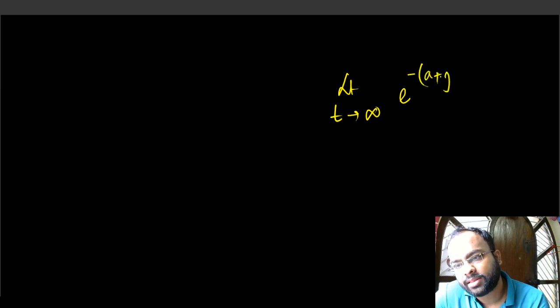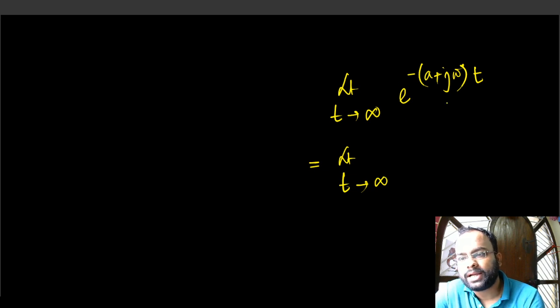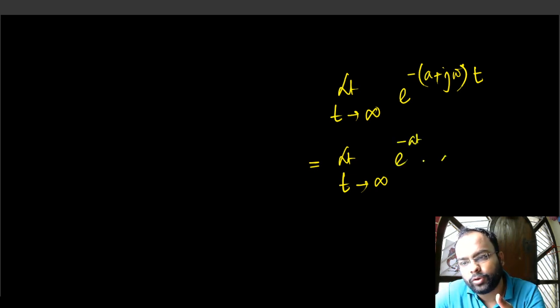So we are trying to put an upper limit. We are calculating this limit. This is a side discussion, so let's do it on the side. We are trying to calculate the limit t tending to infinity of e to the power minus a plus j omega t. Let's expand this: e to the power minus at into e to the power minus j omega t.